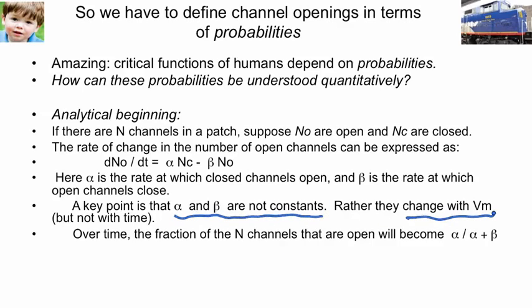change. And in particular, they change when the transmembrane voltage changes. But they're constant for a constant Vm. So let's go through that again. As long as the membrane potential is constant, alpha and beta are constant. But if the membrane voltage changes, then alpha and beta change. They change with Vm.